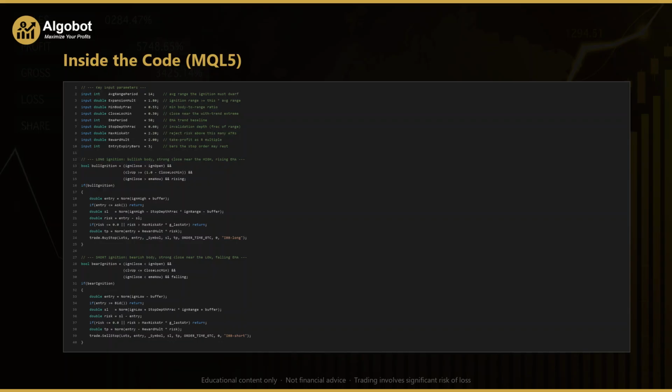Let's read through the actual MetaTrader code. At the top are the input parameters you can adjust in the strategy tester.